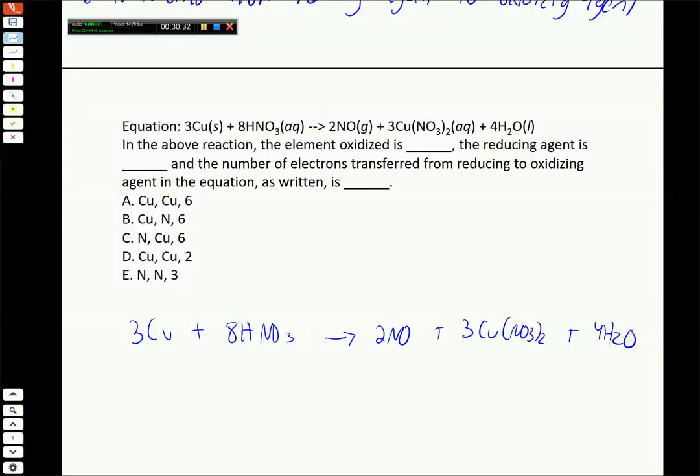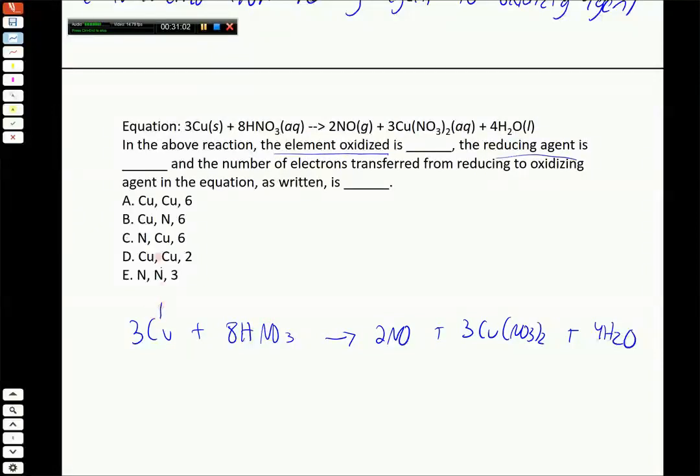Okay, so the first thing to look at is in this question we're looking for the element being oxidized and the reducing agent. So the element being oxidized should be part of the reducing agent. Those should be part of the same thing. And remember that when we classify something as an oxidizing or reducing agent, we classify it as the entire compound, not just the element itself. So, for example, if the nitrogen was the one that was being oxidized, the entire HNO3 would be the reducing agent, not just the element that's changing. But anyway, let's look at this one here.